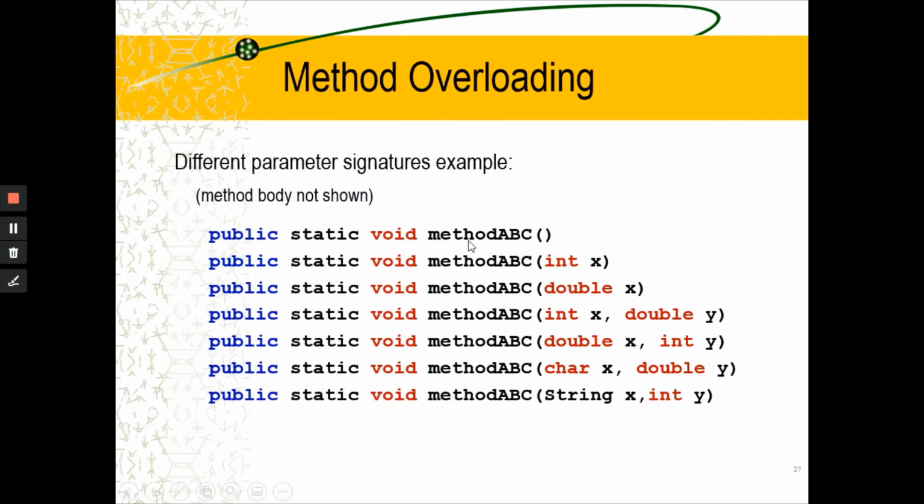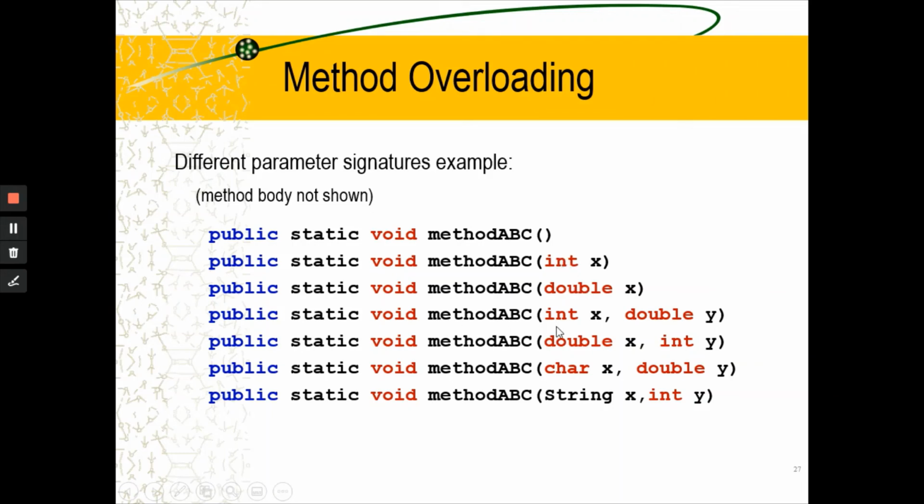Okay, we have method ABC. All of these are method ABC, but the number of parameters is not the same. The first one is without a parameter. The second one has only one parameter of integer data type. The third one also has one parameter, but the data type is different. So this is also accepted as method overloading, even though they have one parameter, because the data types are not similar.